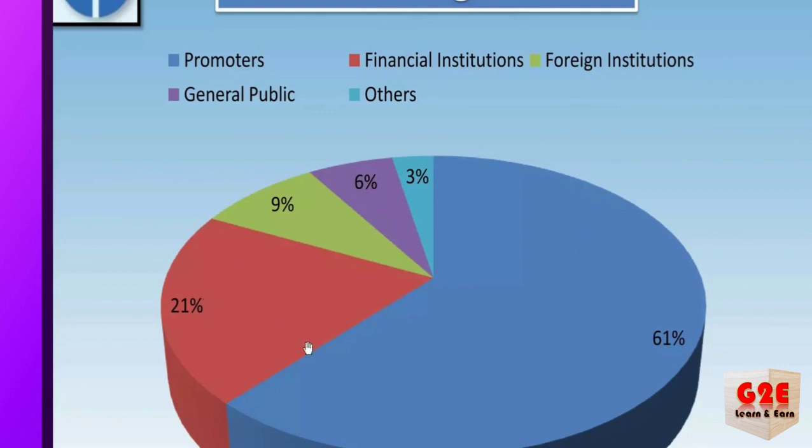You can look over here, 21% for financial institutions. Promoters, how much are they holding? 61%. Promoters means the owners of the company. They are holding the major part of the shares. So with 100%, they are dividing 61% for promoters, 21% for financial institutions, 9% for foreign institutions, 6% for the general public, and 3% for others. Each and every portion is called stock.